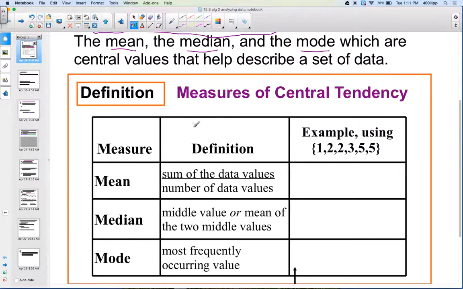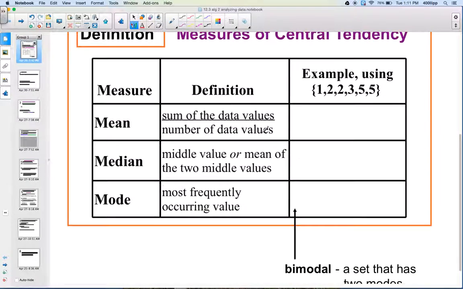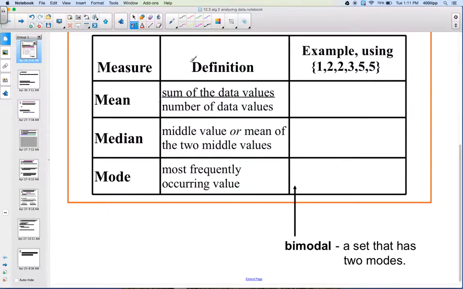So here's an example that we have, and the mean is you're going to take the sum of all of the data values and divide it by the number of data values that you have. So the mean is also known as the average, and that will be denoted just like this.